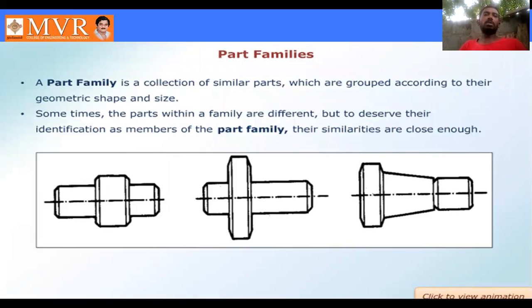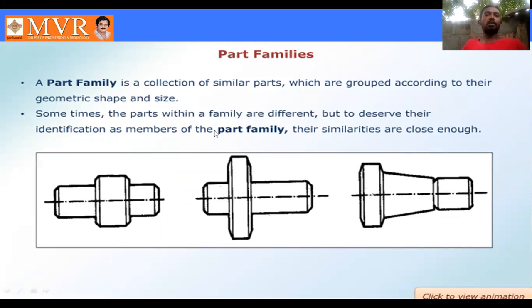So next comes part family. The first point is a number of parts are grouped into a part family. So what is a part family? A part family is a collection of similar parts which are grouped according to their geometric shape and size. What is the meaning of part family? It means collecting the similar parts into a group according to their geometric shape and size. Based on geometric shape and size, they are collecting this type of parts and gathering them into a group. This we can call part families.